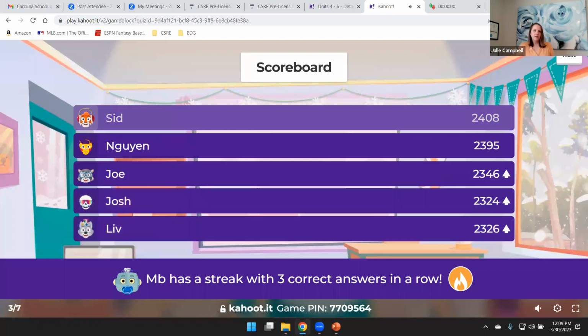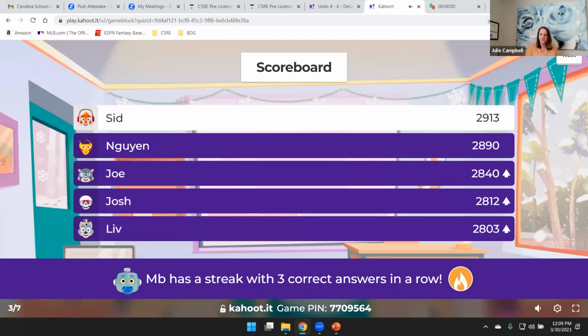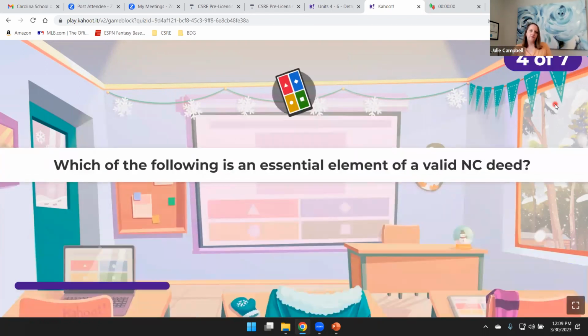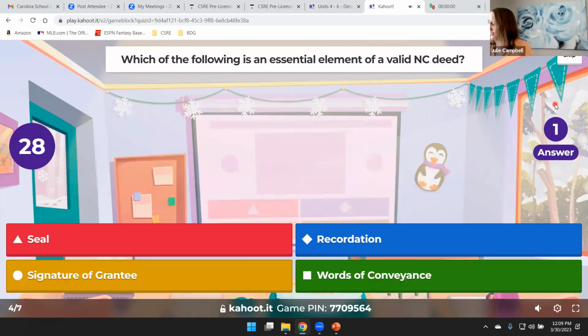Now on the board, shuffling up a bit. Sid, Nugent stayed up. Joe's back up top. Josh and Liv are on. MB has a streak of 3. You're on fire. Question number 4. Which of the following is an essential element of a valid North Carolina deed?